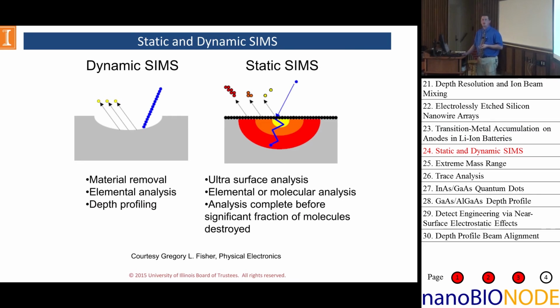Now, I had mentioned before about dynamic SIMS and static SIMS. All the examples I've shown you so far have been with dynamic SIMS. Now I'm going to talk about some static SIMS. Just to remind you of the differences, with dynamic SIMS we're doing significant material removal and looking at elements in our depth profiles. But with static SIMS we can look at surface analysis, and so we can also see molecular information, and as I said, the analysis is complete before a significant fraction of the molecules are destroyed. The TOF SIMS tends to be very capable in this static SIMS regime.